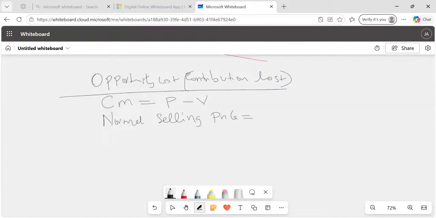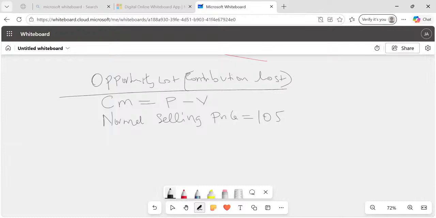Is there somebody who can easily see this normal selling price? Anybody who is able to see the normal selling price from note number 2, it is 105. Are you able to see the variable cost, my very good students?